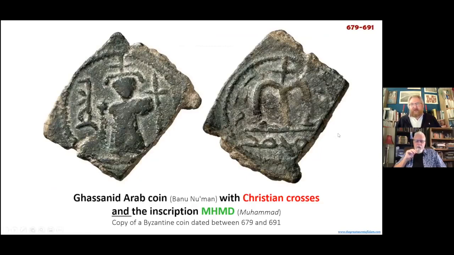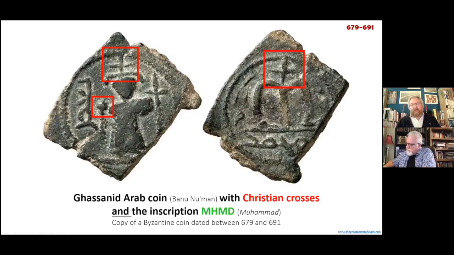This coin, obviously, is also a Byzantine coin, a copy of a Byzantine coin. We see a very crude imitation of the Byzantine Empire pattern. But we have here the crosses, the Christian crosses. We have the M for the numos, the follis. This coin was minted between 679 and 691.